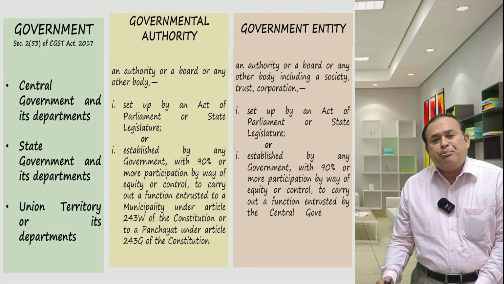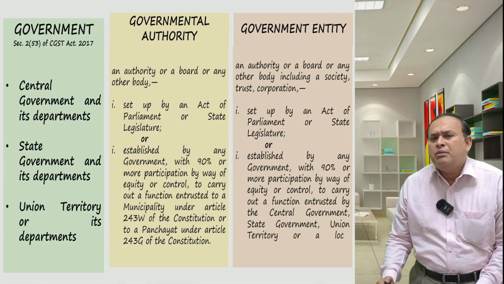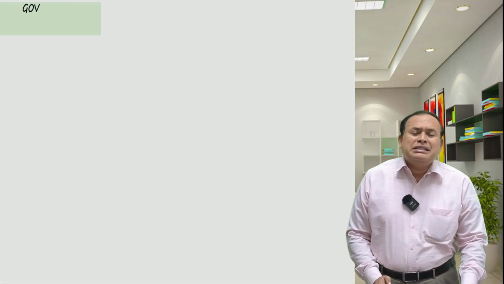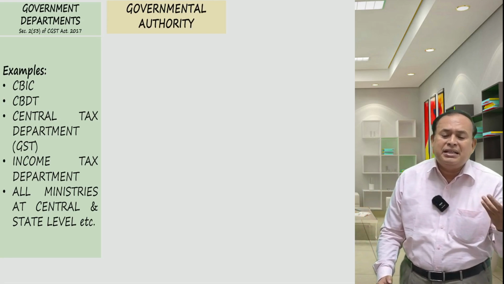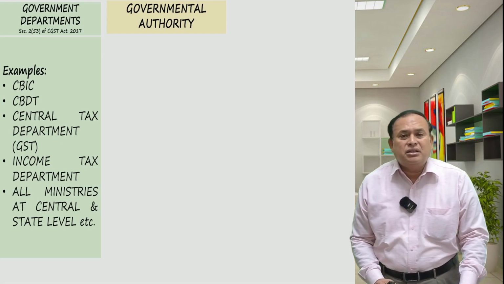Because I'm talking about supply of services by government, which means central, state or UT, but not governmental authority, but not government entity. Then what do you mean by government department? Examples are as follows: CBDT, CBIC, GST department, income tax department, all ministries are called government.